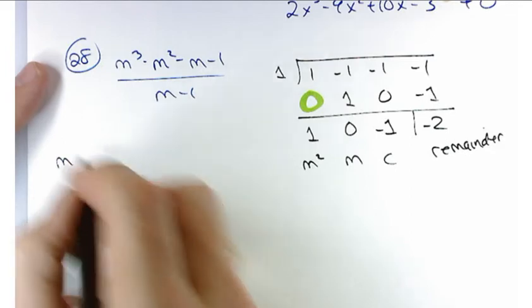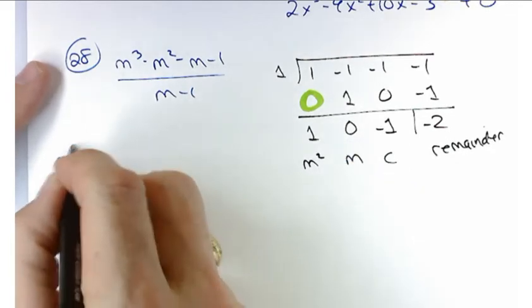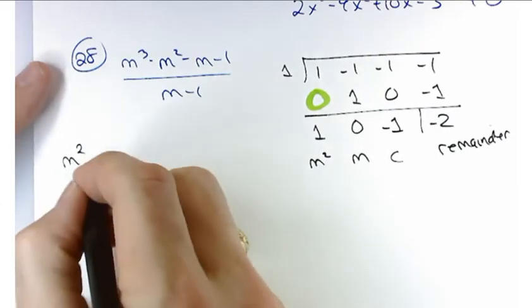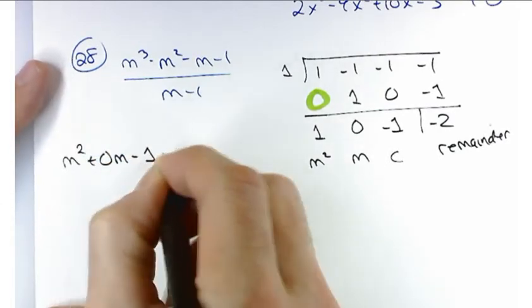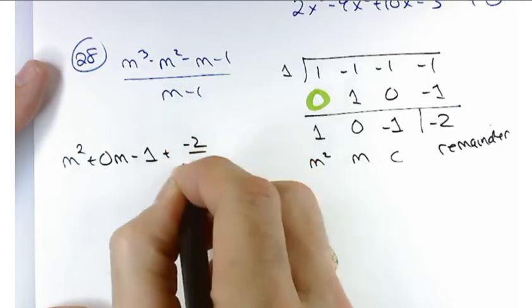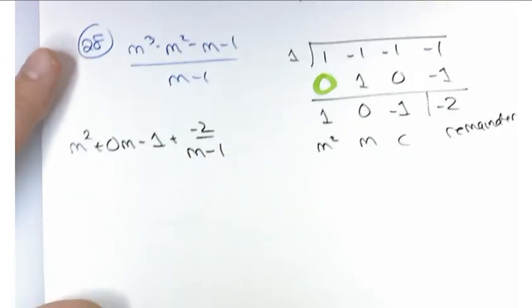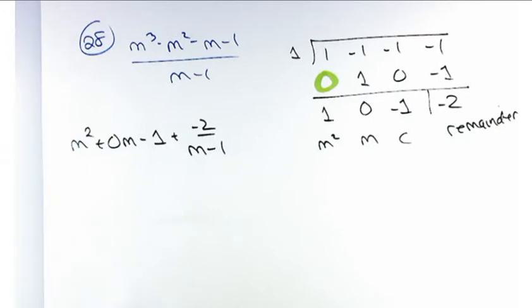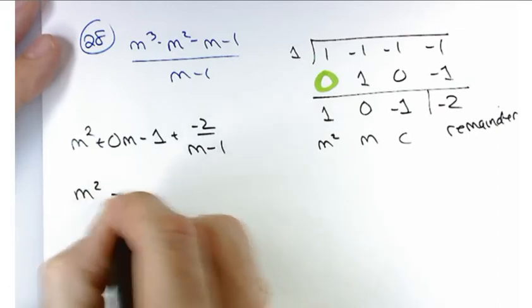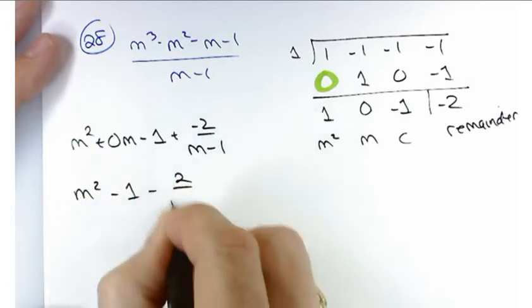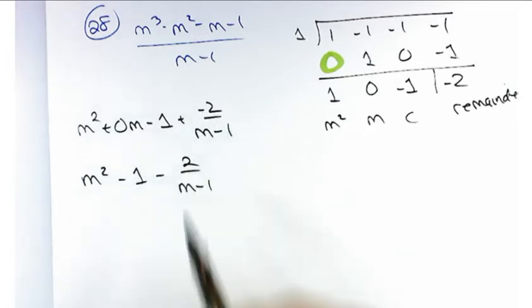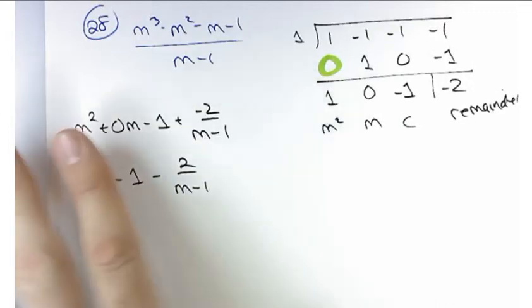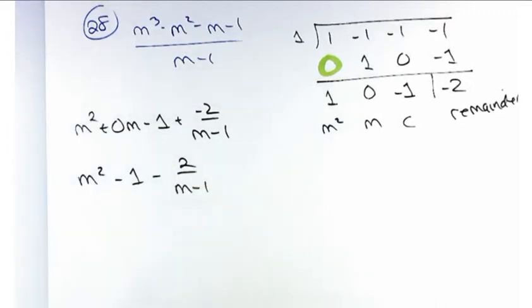So a couple possibilities for you. I've got 1 m squared plus 0m minus 1 plus negative 2 over m minus 1. That's one possibility. But what's 0 times a number? 0. So I don't really need to write that middle term here. Let me give you an alternative to this. m squared minus 1 minus 2 over m minus 1. So I just stuck that negative out in front as opposed to having a plus and then a negative. Either of these is fine. I'll be very happy to see you get either of those.